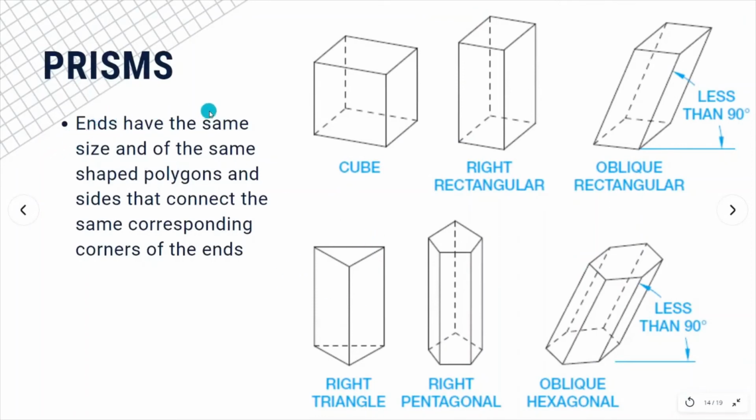The next is the prism. So ends have the same size and the same shape, polygons, and sides that connect the same corresponding corners on the ends. So first ang mga cube.